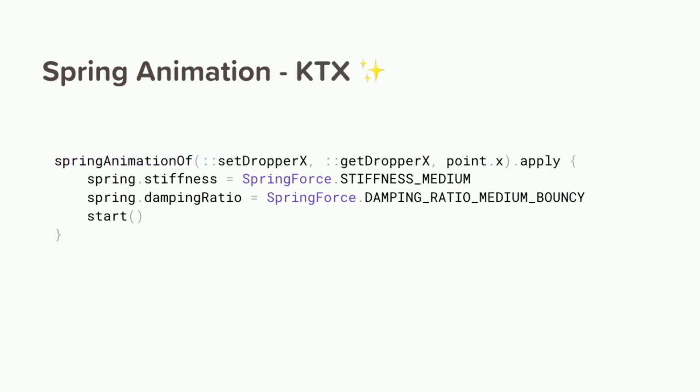So there is a nice KTX extension for dynamic animations that makes this a lot cleaner to work with. So forget about that float property compat object that we had to make.